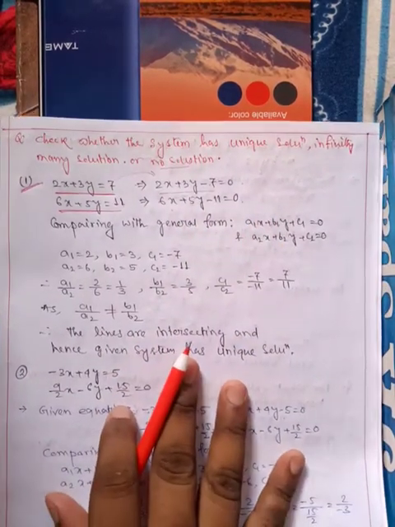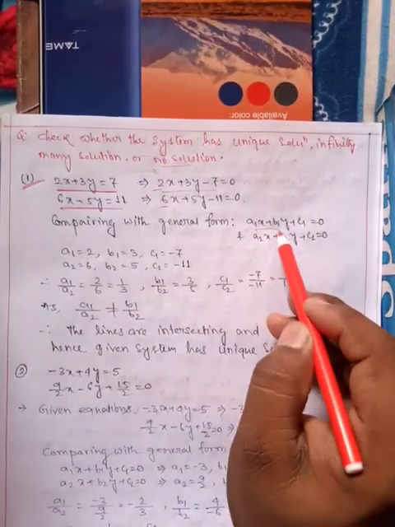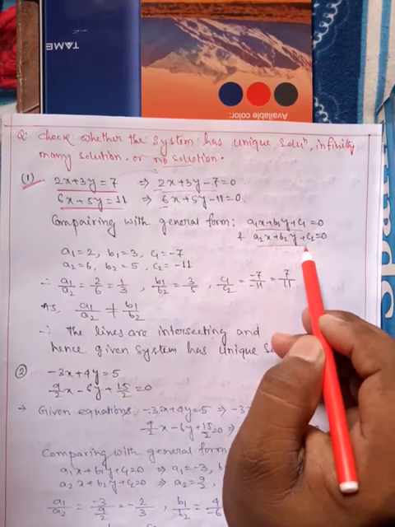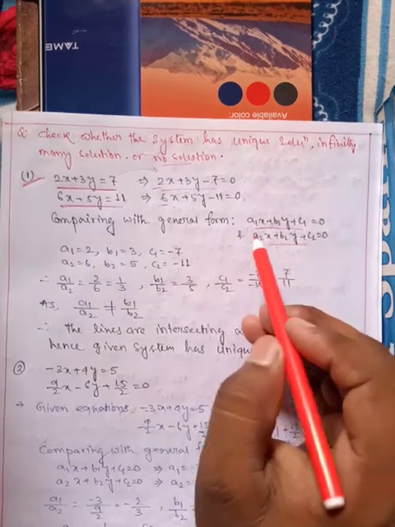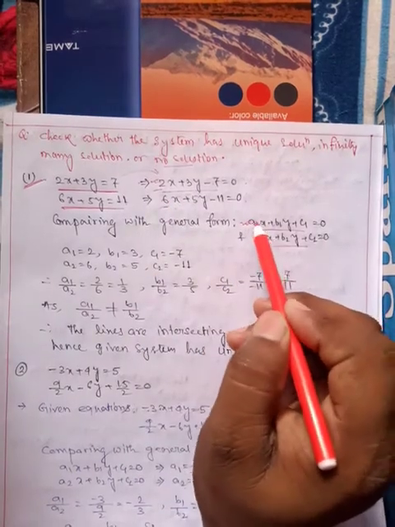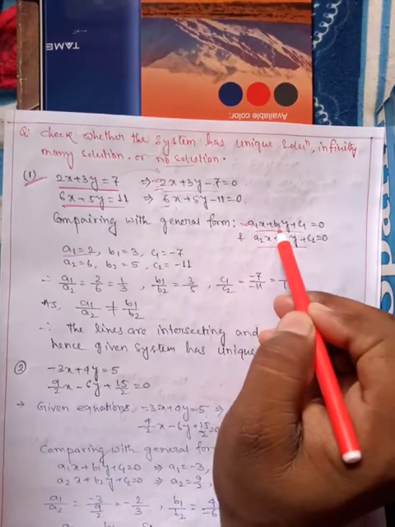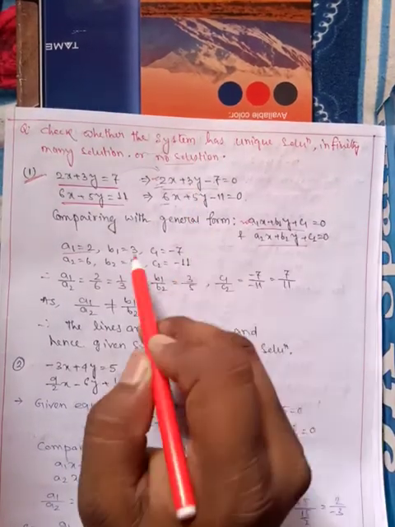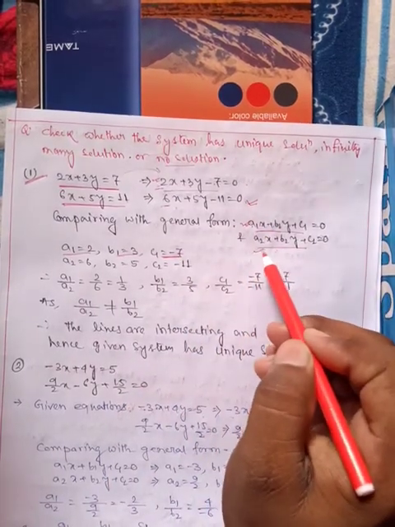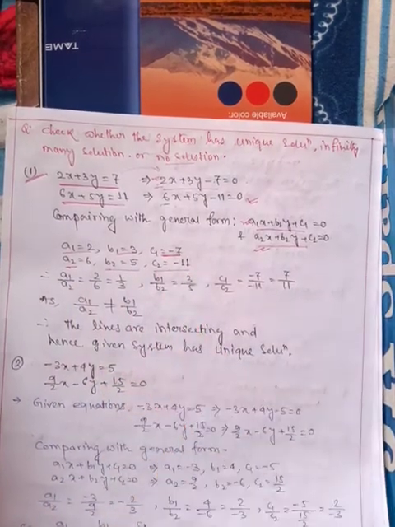Okay. So compare these two linear equations with the general form a1x plus b1y plus c1 equal to 0 and a2x plus b2y plus c2 equal to 0. If you compare with the first equation, then the coefficient of x is a1, here 2. So a1 equal to 2, b1 the coefficient of y, 3 is the coefficient of y. So b1 equal to 3 and c1 equal to minus 7. Similarly compare with the second equation: a2 equal to 6, b2 equal to 5, c2 equal to minus 11.